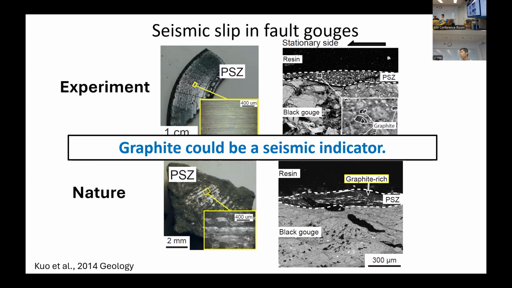But what was the rock type here? Is it like a carbon-rich shale or something? Actually, this is a carbonaceous material bearing sedimentary rock. Okay. Yes. They have a lot of formation in the outcrop. Yes.